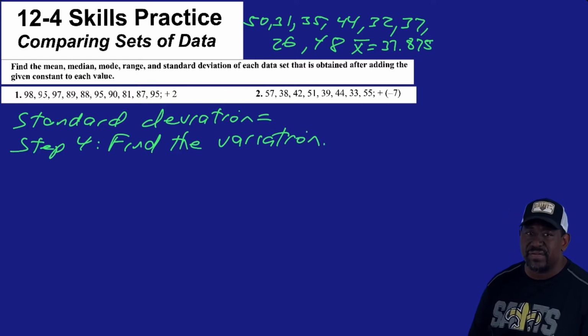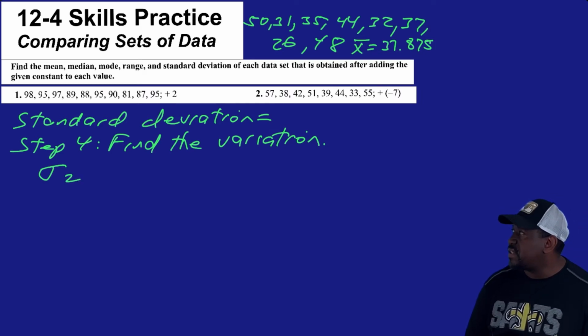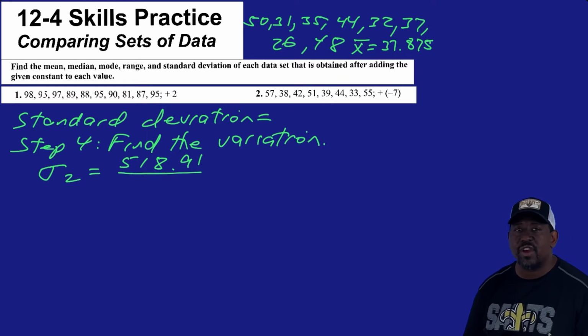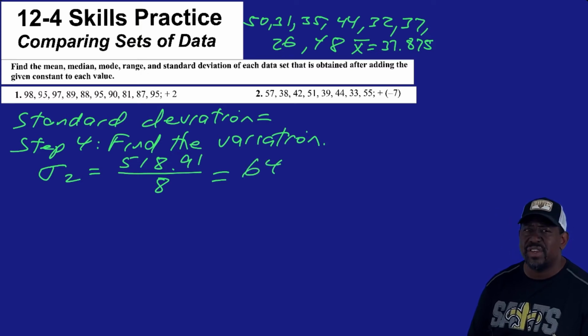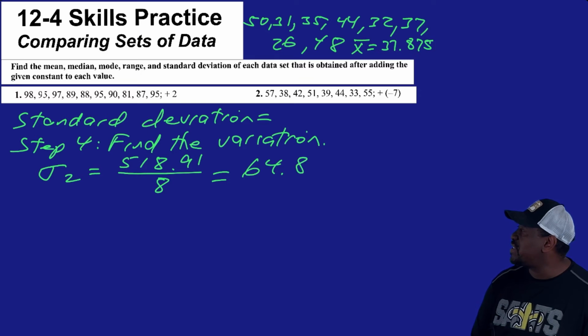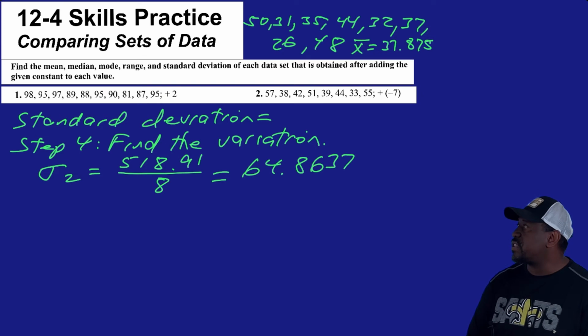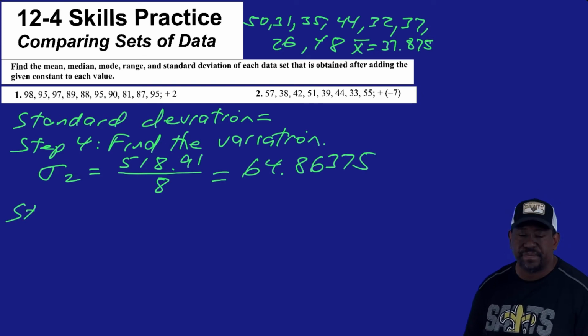Step 4, you must use it to find the variation value, which is sigma squared, which is going to equal the sum, 518.91, divided by the number of terms, which is 8. And so that will give us the variation, I'm sorry, I don't know why I said variance. The variation, which is 64.86.